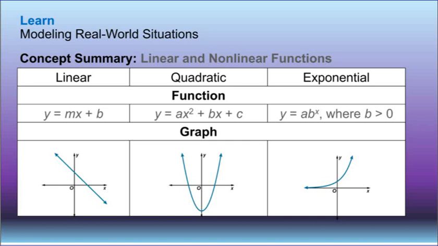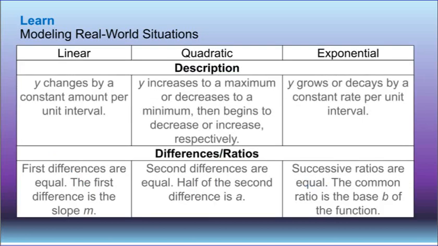Now the quadratic, the format has an x squared in it. The graph is parabola shaped. And the exponential, your format is y equals a times b to the x power, and it gradually gets bigger or it gradually gets smaller. Now linear, the y changes by a constant amount per unit interval, which just means you are adding the same number each time, whether it's a positive number or a negative number.